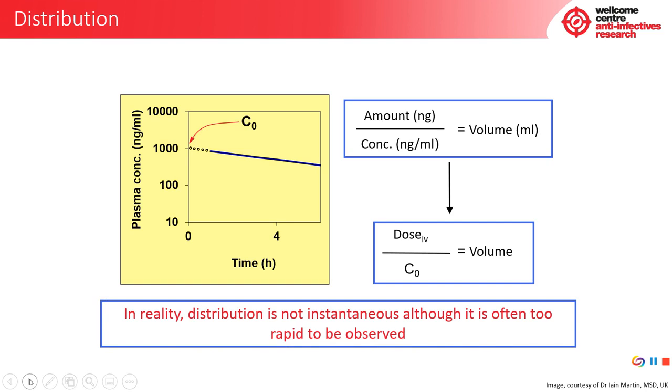I should state that in reality, distribution is not instantaneous, although it's often too rapid to be observed. But if we must determine distribution, we want to extrapolate the plasma profile or the blood profile to the y-axis where we can get the C naught, and this C naught could be used for determining the volume.